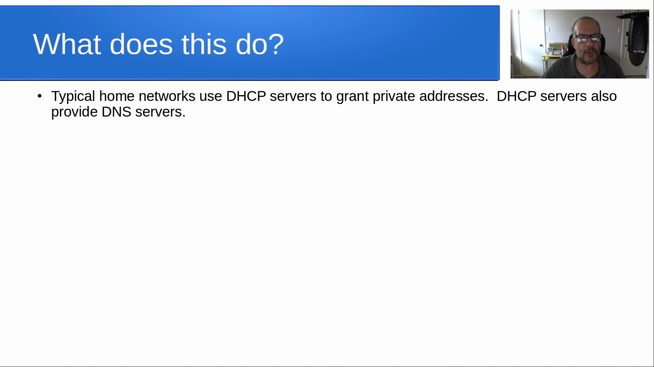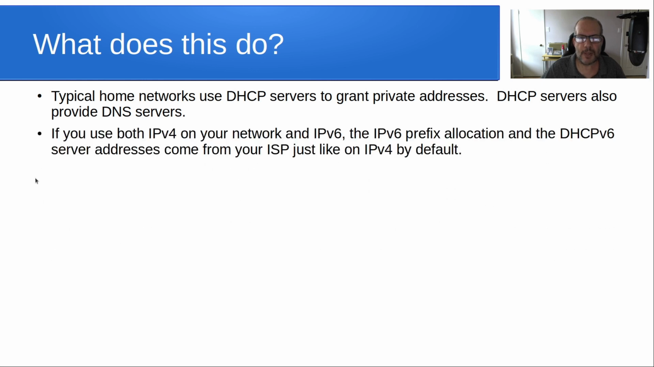It's also possible to use local domain name servers, and Pihole is one of those local domain name servers. And that previous video that I mentioned goes into the detail of how to make it work for local DNS translation. So if you use both IPv4 on your network and IPv6, the IPv6 prefix allocation and the DHCP version 6 server addresses come from your ISP, just like I mentioned that they do on IPv4 by default.